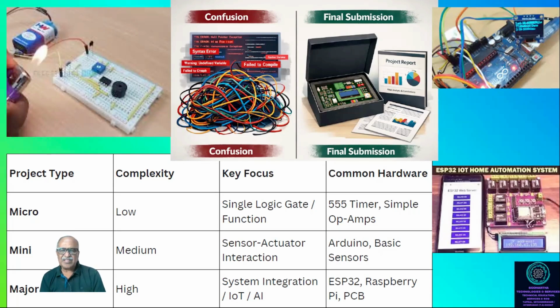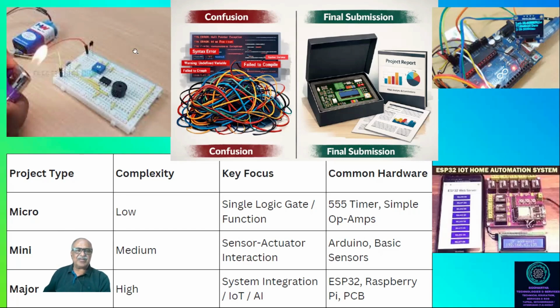Then mini is sensor and actuator, that is, you use some microcontroller board, basically like Arduino, and basic sensors. In major, it is high grade, that is, the complexity is high: system integration, IoT, artificial intelligence. You have to use a higher standard board like ESP32 or Raspberry Pi, and sometimes you have to develop a PCB also for your circuit. So here I have just given you the idea.